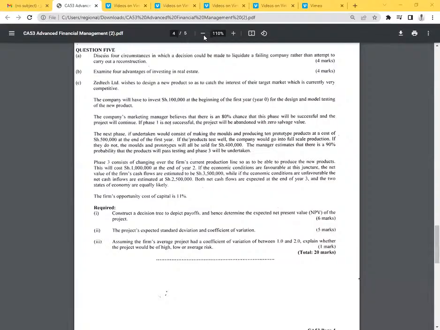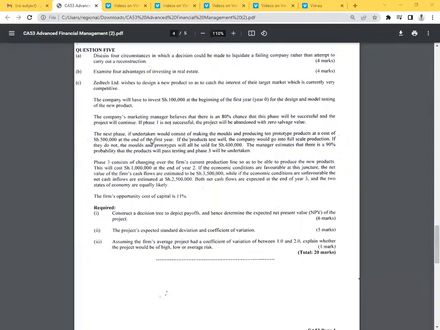Great. So I believe, ladies and gentlemen, that you have attempted it, and now Mwalimu should be able to finish it off. So what are we told here? ZTech Limited wishes to design a new product so as to catch the interest of their target market, which is currently very competitive. The company will have to invest shillings 100,000 at the beginning of the first year, which is year 0, for the design and the model testing of the new product. The company's marketing manager believes that there is an 80% chance that this phase will be successful and the project will continue. If phase 1 is not successful, the project will be abandoned with 0 salvage value.